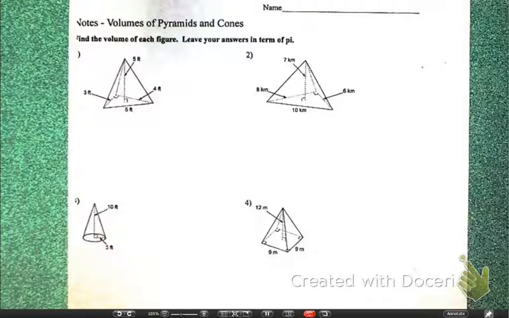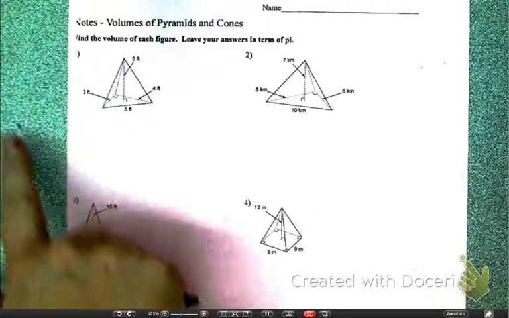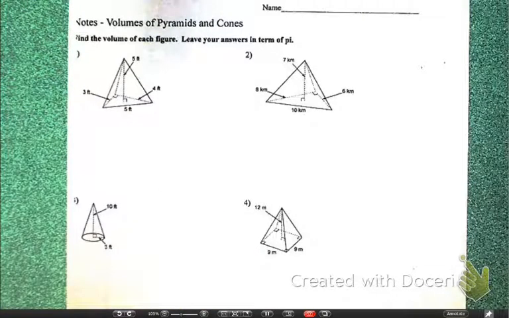Okay, so today we're going to focus on the volumes of pyramids and cones. What do you notice is a big difference between the prisms versus the pyramids and cones? They have one base, okay. What else is a big difference? Well, the cone is round like a cylinder. What else is a big difference? They all come to a point. Okay, pyramids and cones come to a point. Prisms and cylinders are going to be flat on both ends.